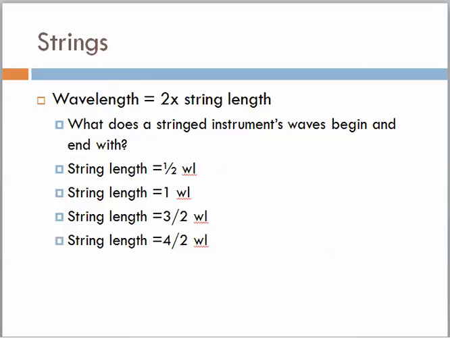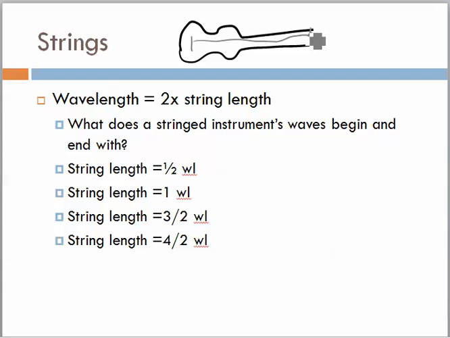Stringed instruments. What I want to start off right away is saying that the wavelength is 2 times the string length. And there's a specific reason for that. Let's say that we had a guitar, for example. There's my example of a guitar. I'm just going to put 1 string on here. Down here we've got our fret, and down here it's locked into place.